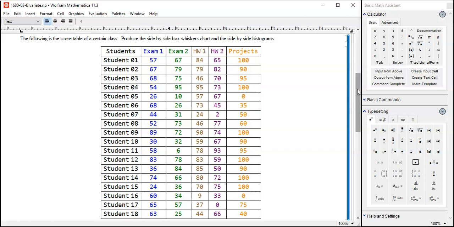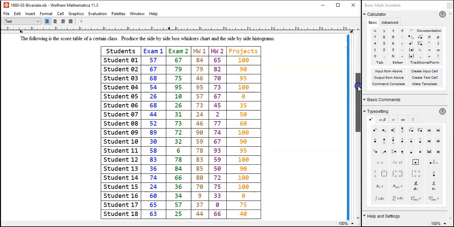And then we have students 1 through 18, and then we have 2 variables here. One variable is obvious, scores. That's the quantitative part. What's the other variable here? What's the qualitative part?